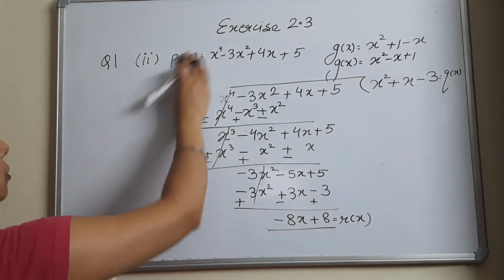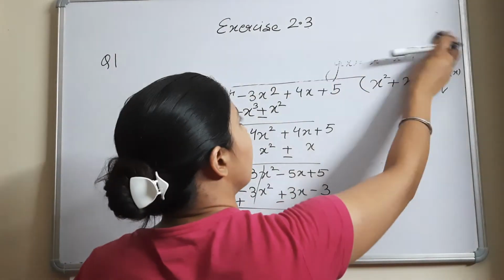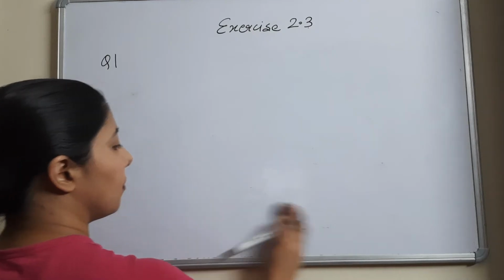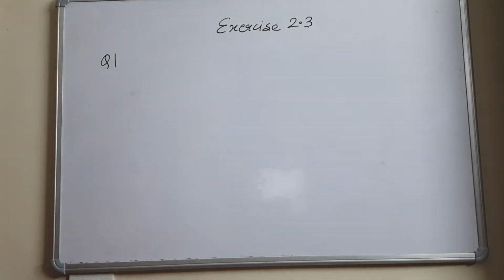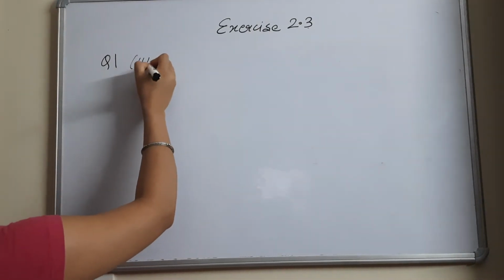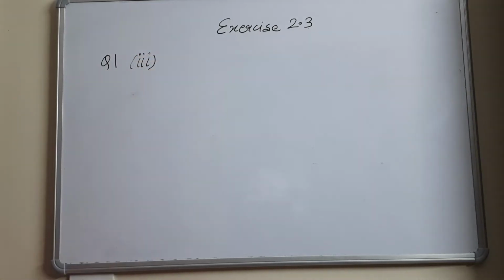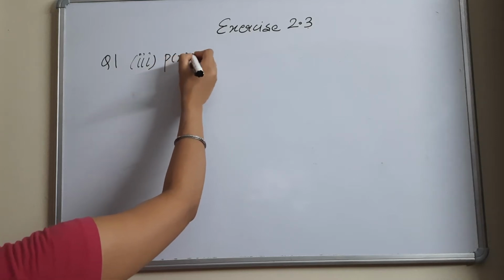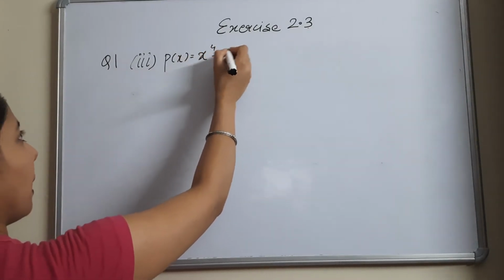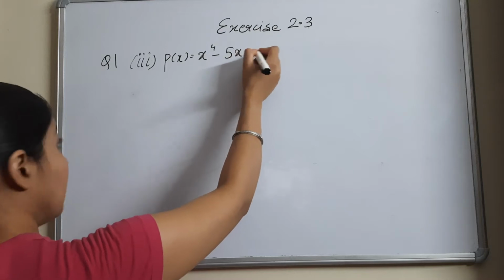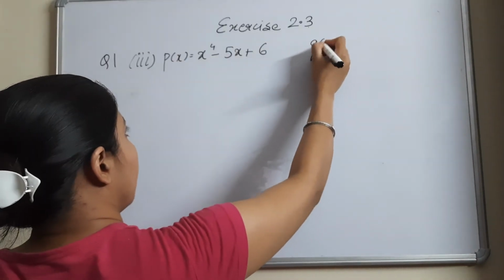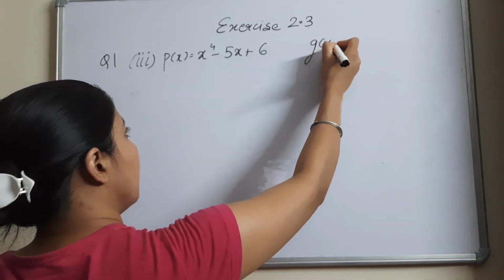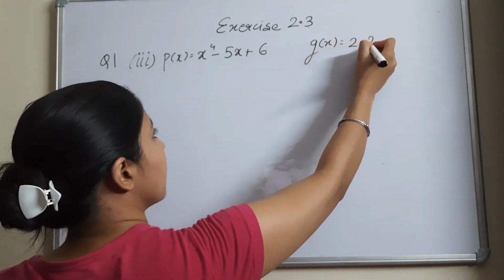Now I will give you the solution of part 3, which is p(x) = x⁴ − 5x + 6 and g(x) = 2 − x².